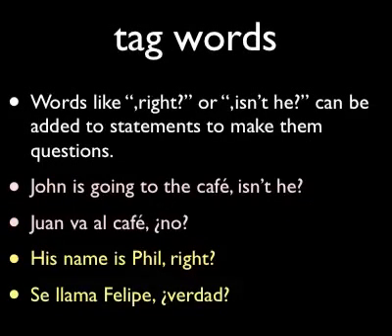Another way to form questions is to use tag words like right, isn't he, isn't she, aren't you? You can do this in Spanish also. The two most common tag words are verdad and no. Now, it really doesn't matter which one you use, but verdad is pretty much like saying right, and no is a lot like saying isn't he, isn't she, isn't it, aren't you, aren't we, or aren't they.